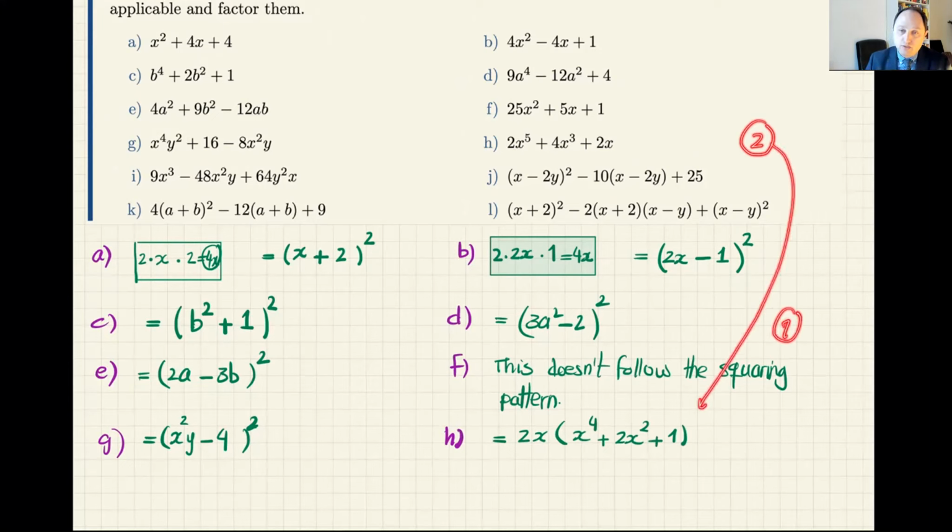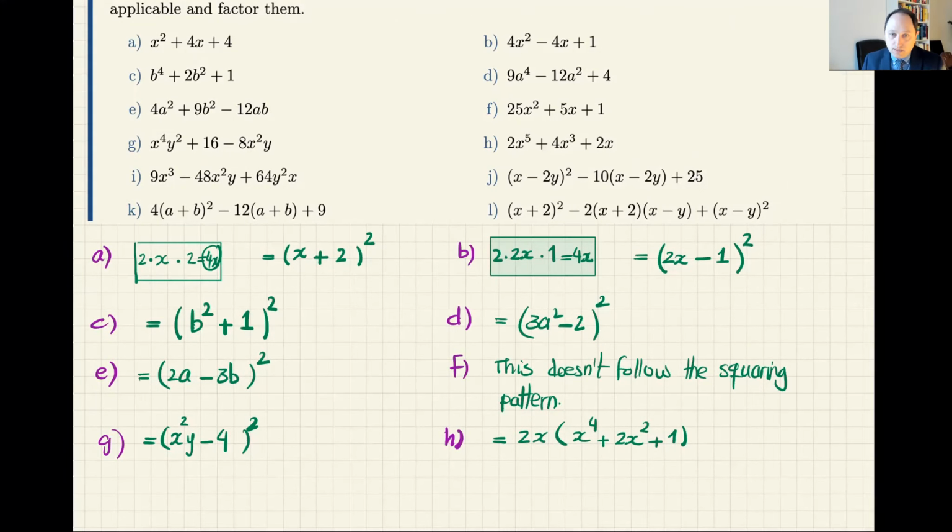Because this is in factorized form. It's a product of 2x and this one. But the reason that you don't get the full mark is that this part itself can be factorized more. And that is the reason that I give you 1 mark up to here. The other reason is, can I factorize this one now? Yes, this is the new lesson.